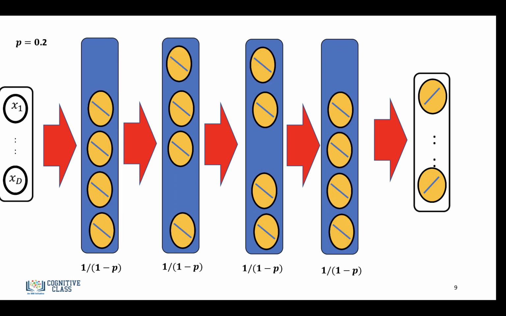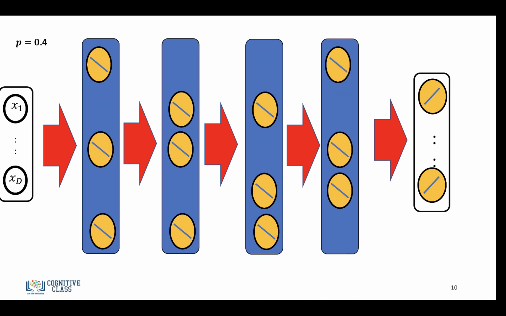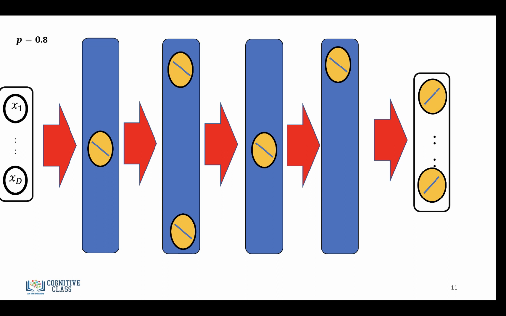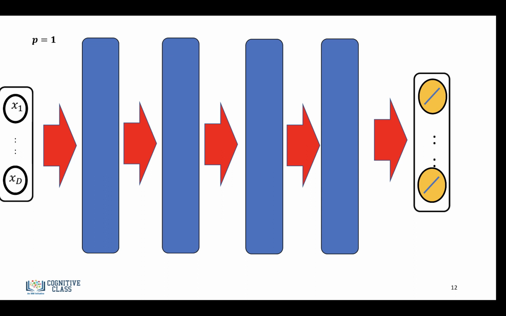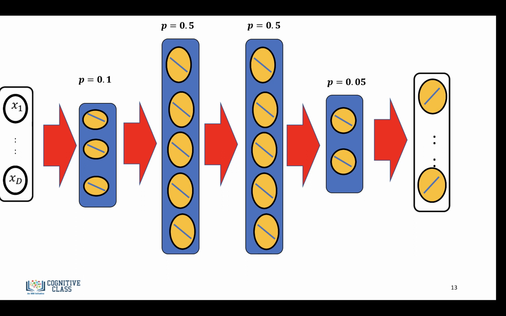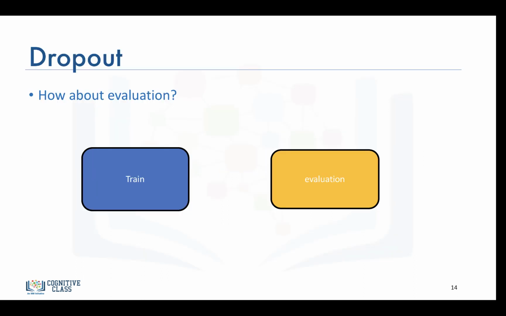So let's see what happens if we choose a higher probability. So we set probability equal to 0.4. As you can see, we killed or turned off more neurons. At 0.8, we killed more neurons, and at 1, we killed all the neurons. So in PyTorch, you can also select a probability for each layer, and usually the more neurons per layer, the higher the probability. So now let's go over evaluation.